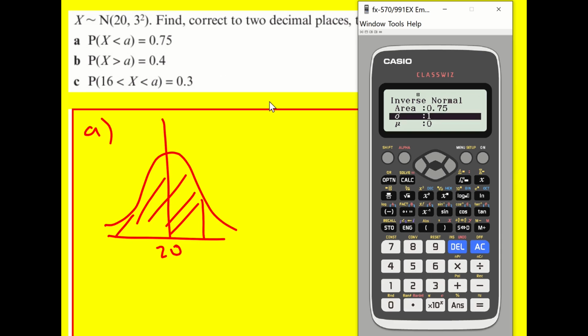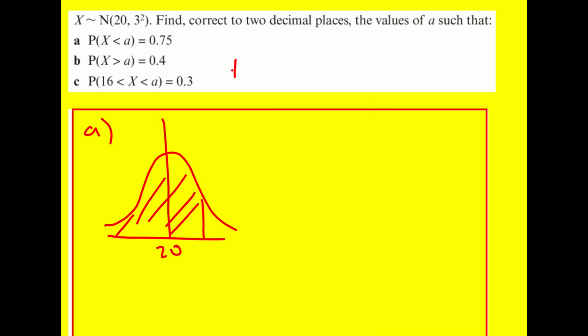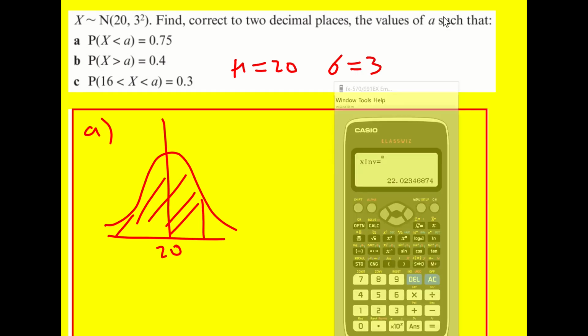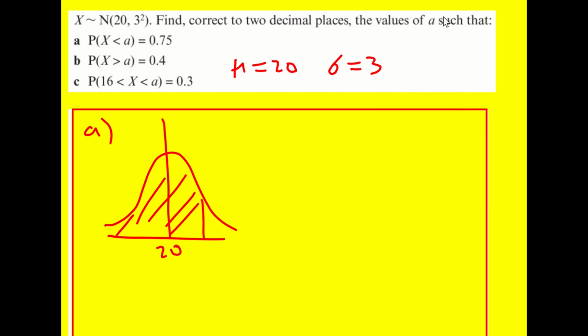Oh, I rushed this, didn't I? I should write down that mu is equal to 20. It's just good practice. Sigma is equal to 3. That is actually the upper quartile, if you think about it.